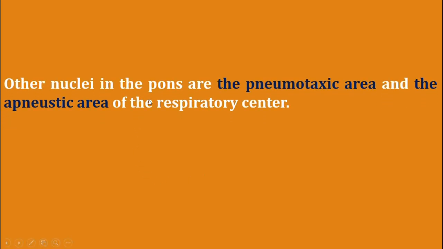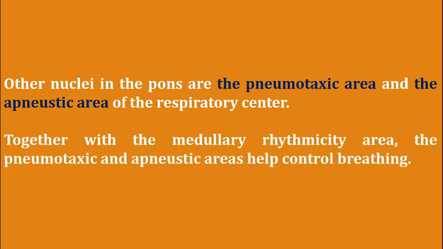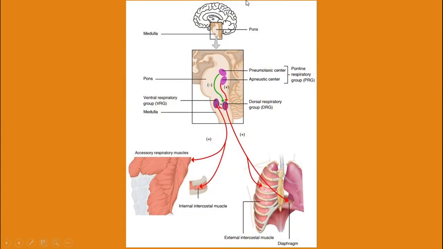Moving to the next nucleus. The other nuclei in the pons are the pneumotaxic area and the apneustic area of the respiratory center. Together with the medullary rhythmicity area, the pneumotaxic and apneustic areas help control breathing. Here, in the image, you can see both pons and medulla, with respiratory centers. Pons contains pneumotaxic and apneustic areas, and medulla contains dorsal respiratory group and ventral respiratory group. For better understanding, let's look at the next animation.